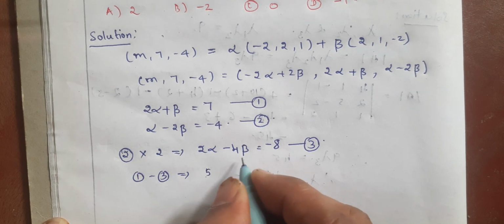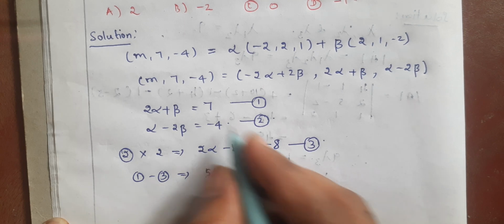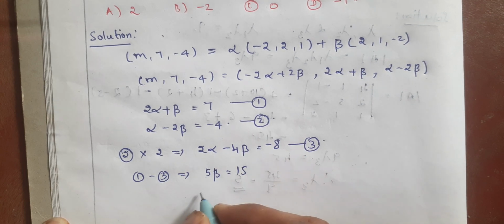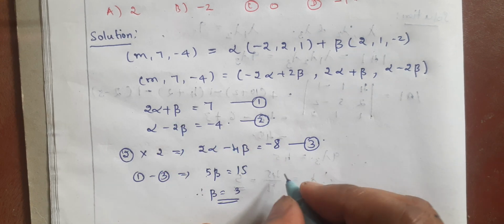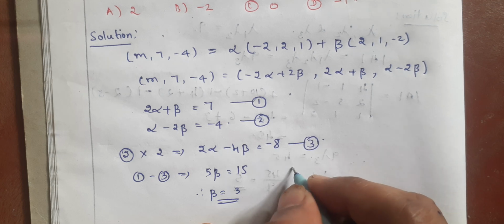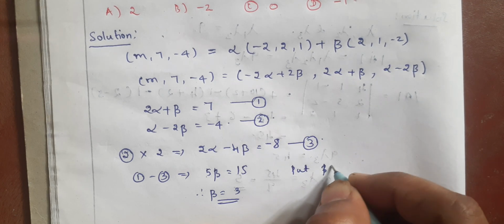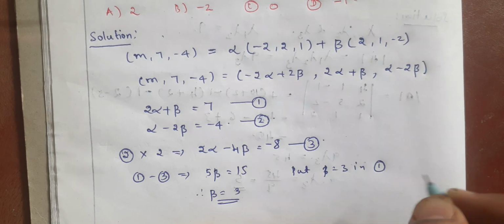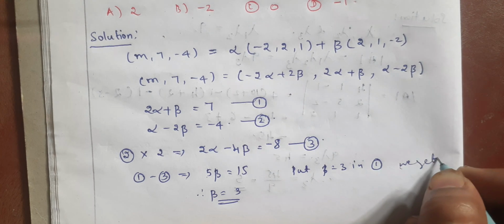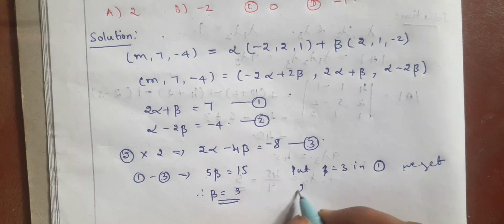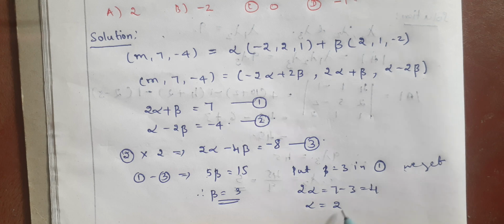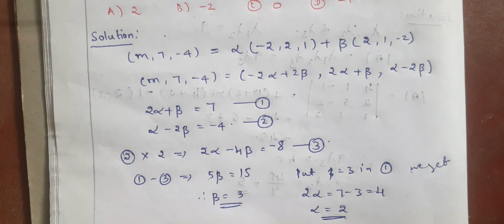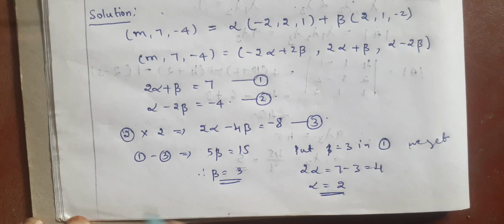You will get beta minus, minus 4 beta is 5 beta, is equal to 7 minus (-8), that is 15. So therefore beta is equal to 3. Putting beta equal to 3 in equation 1, we get 2 alpha is equal to 7 minus 3, which is 4. Alpha is equal to 2. So we have beta equal to 3, alpha equal to 2.